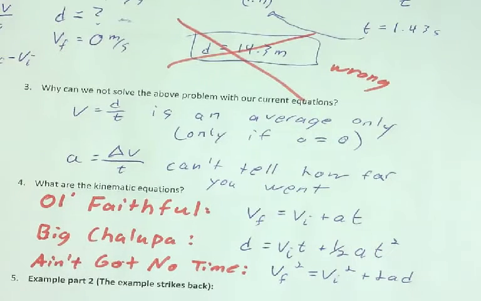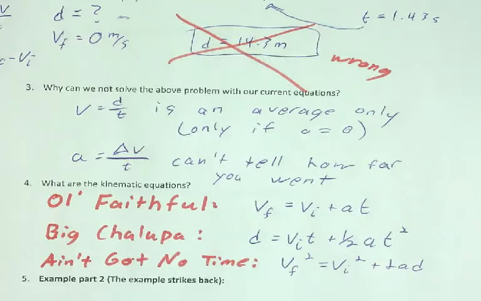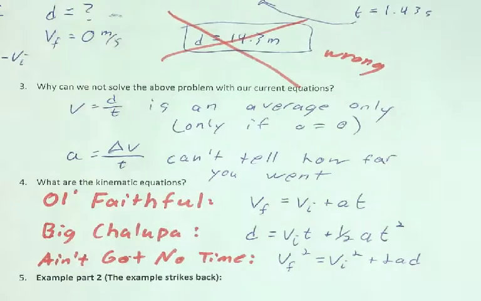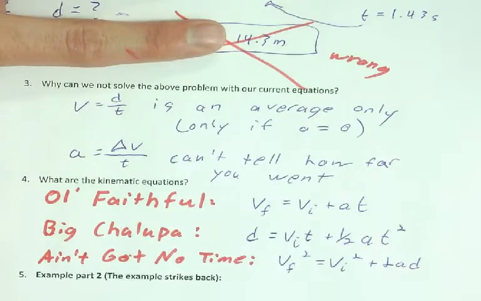So what's the point of having weird names? The point is that if I ask you what equation you used to solve, instead of saying Vf squared equals Vi squared plus 2AD, which you're going to forget and stumble over because it's the first time you're using it, you can just say, I used Ain't Got No Time, and everybody knows what equation you're talking about. It's an easier way to talk about it, rather than me saying, hey, what equation should I use? You can just say it's Big Chalupa, and I know what you're talking about, and everyone else knows too. So that's why we set it up that way.